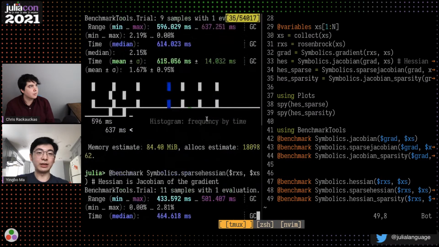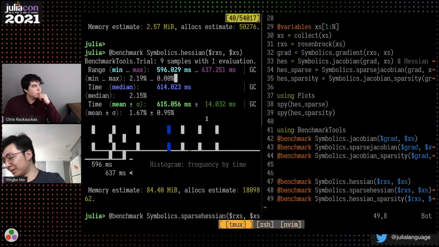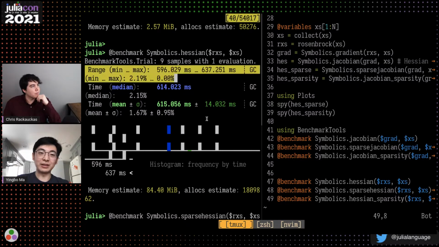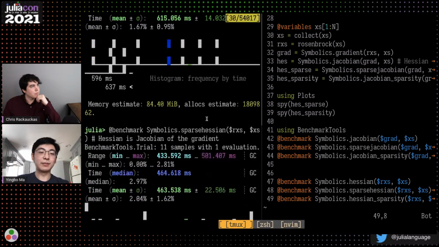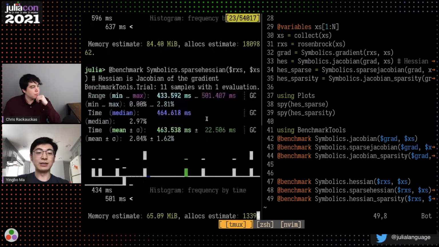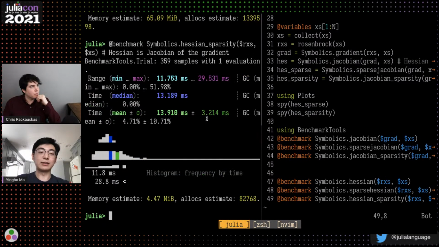Yeah, so as we can see here, without taking advantage of the sparsity pattern, it takes about 600 milliseconds, and then with sparse Jacobian, it takes about 400 milliseconds, and then just computing the sparsity pattern takes about 100 milliseconds.